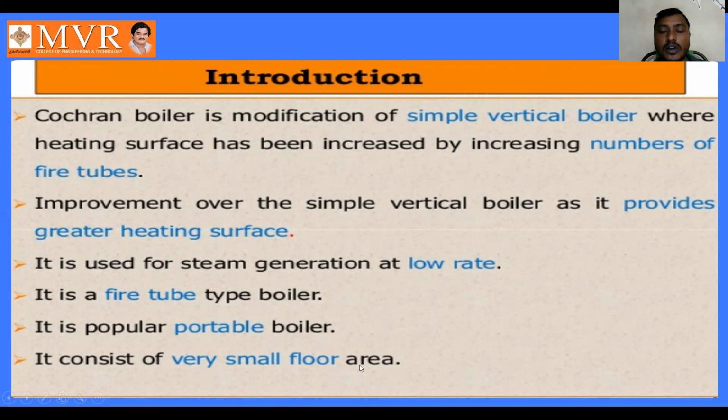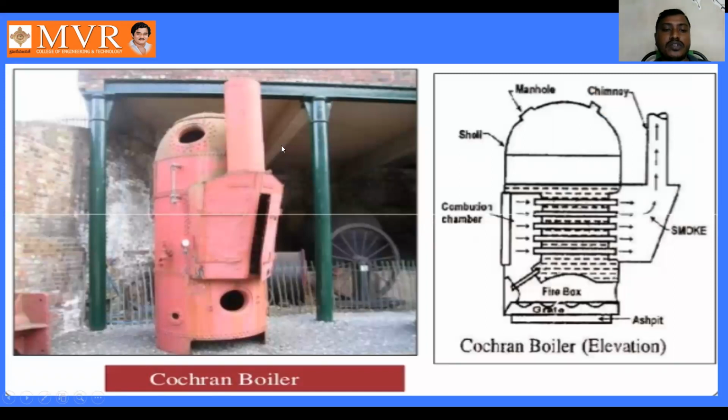It consists of a very small floor area. Why? Because, as the diagram shows, it is in a vertical position, just as the heading itself says, a vertical boiler. As the boiler is vertical, it takes less area. And coming here, we can see the original figure of the Cochran boiler.